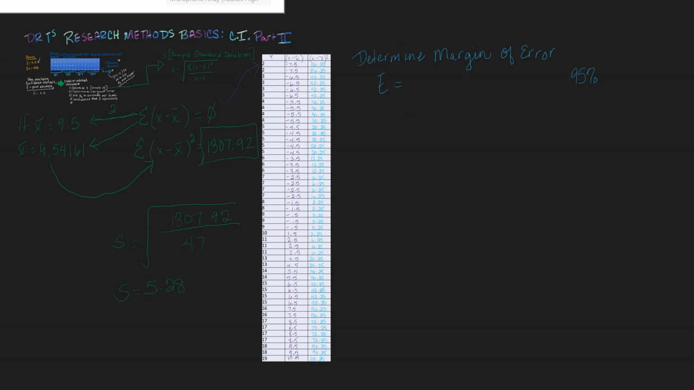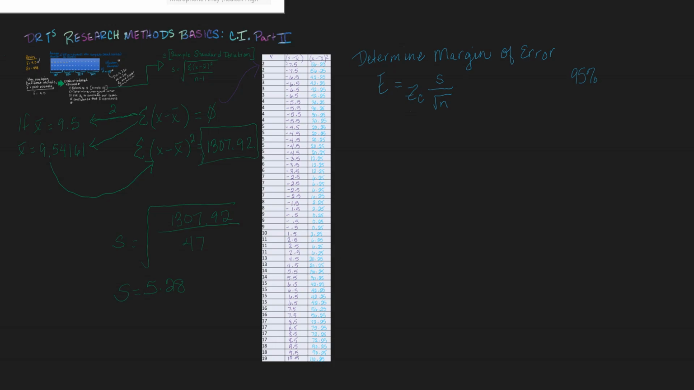So error is equal to, in this case, we can use a z critical value. We're going to let our sample standard deviation represent the population standard deviation. Why? Central limit theorem. And the square root of n. Okay, let's plug in the values that we know to determine the margin of error here.